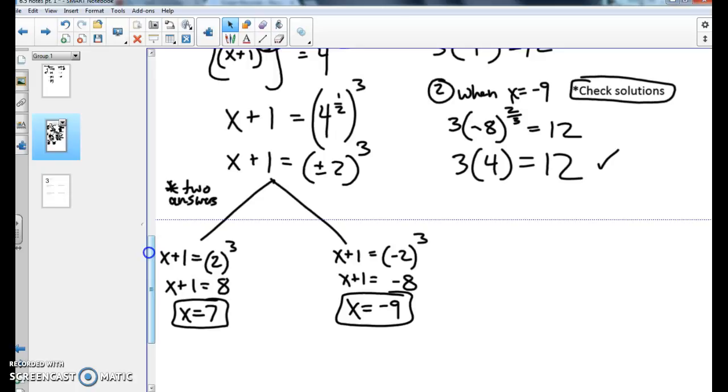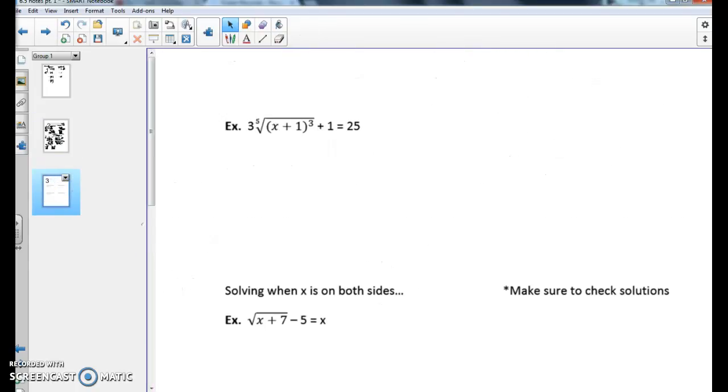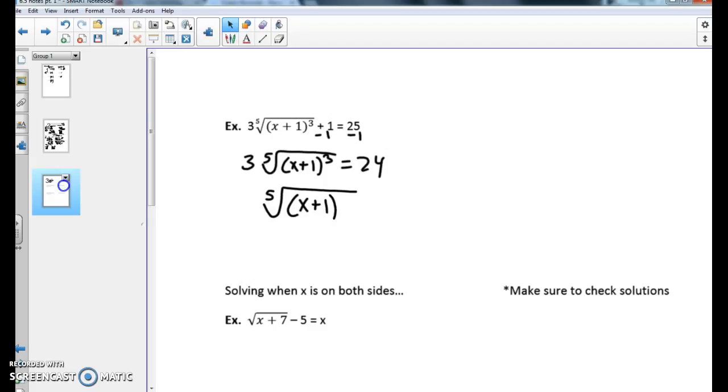Okay. Hopefully you're doing all right so far. We're going to do just one more thing on the next page, so go ahead and flip it over to page 3. We've got this last one here that looks a little crazier, a little more elaborate. It's 3 times the 5th root of (x plus 1) to the 3rd, plus 1 equals 25. First step, subtract 1: 3 times the 5th root of (x plus 1) to the 3rd equals 24. Then let's divide by 3, so the 5th root of (x plus 1) to the 3rd equals 8.